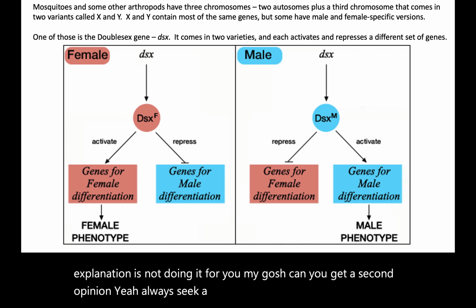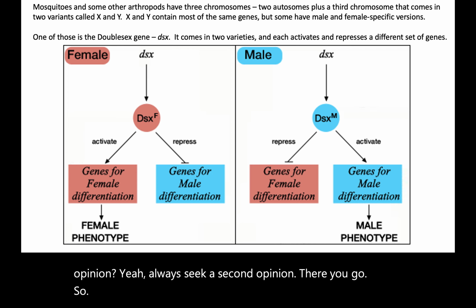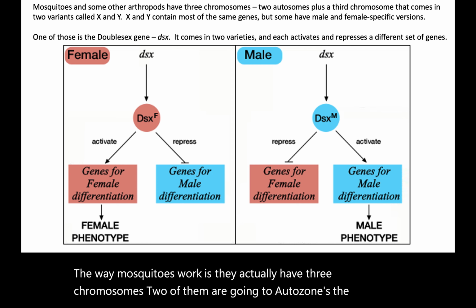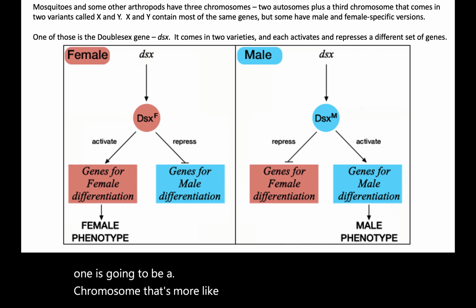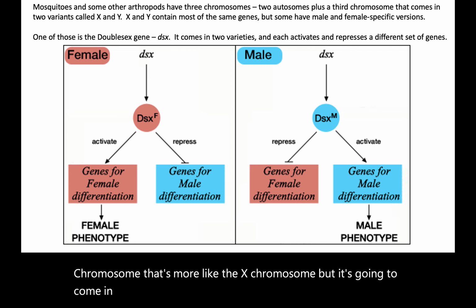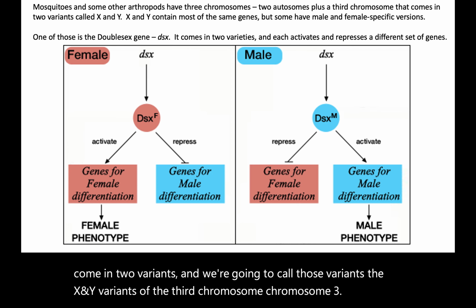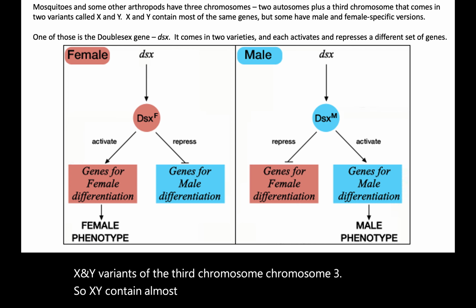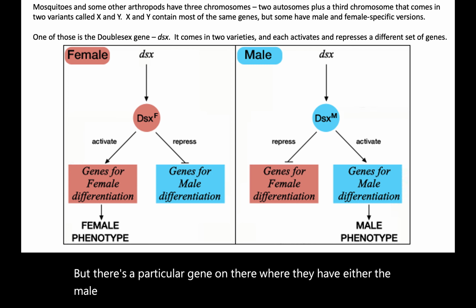There you go. So, the way mosquitoes work is they actually have three chromosomes. Two of them are going to be autosomes. The third one is a chromosome that's more like the X chromosome, but it's going to come in two variants. We're going to call those variants the X and Y variant of the third chromosome, chromosome 3. So X and Y contain almost all the same genes, but there's a particular gene on there where they have either the male or female specific version.